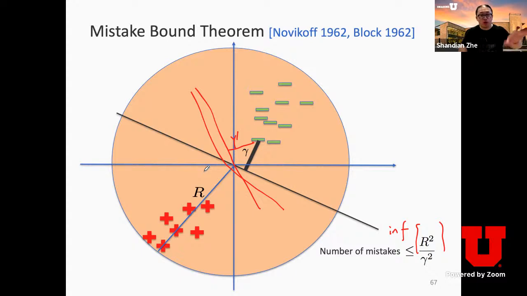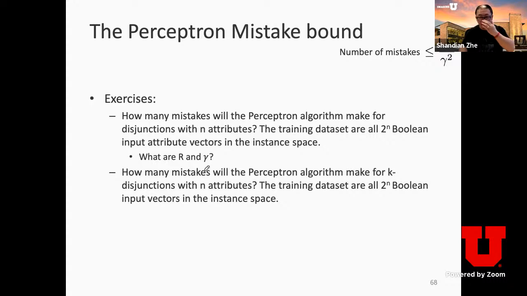So any questions so far in understanding this Novikoff bound theorem? Because this is really important. We're going to apply this theorem to estimate some practical problems, and also to prove a variant of this theorem. Okay, it seems everybody feels comfortable.